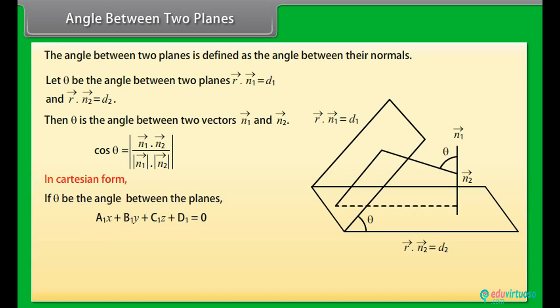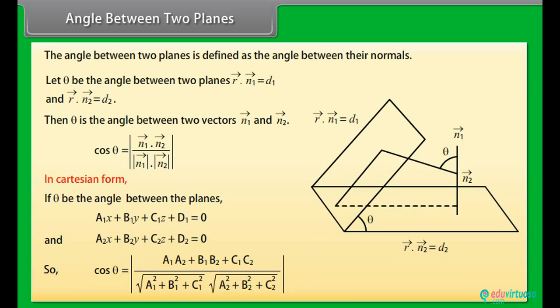plus d1 equals 0, and a2x plus b2y plus c2z plus d2 equals 0. So, cos theta equals the modulus of a1 a2 plus b1 b2 plus c1 c2, divided by the square root of a1 square plus b1 square plus c1 square, into the square root of a2 square plus b2 square plus c2 square.